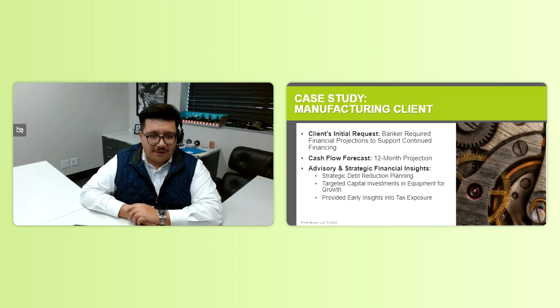And then from that request, we discussed strategic debt reduction planning. What debt could we pay off that isn't bringing money to the table, right? So debt just for operations that we could pay down. We talked about targeted capital investments in equipment for growth. They had all these purchase orders from new customers that wanted product created for them, but they still needed to work on getting that equipment to continue their growth so they can fulfill those purchase orders in time.